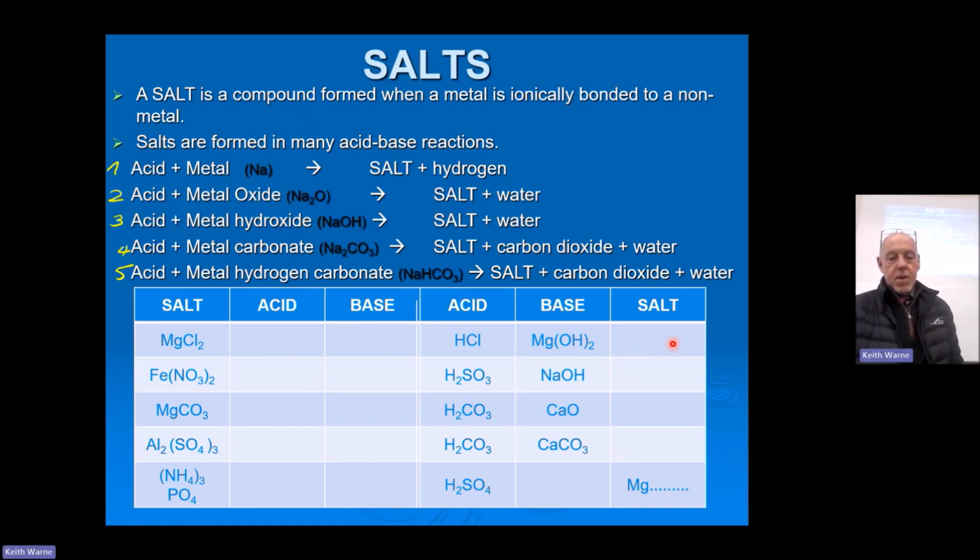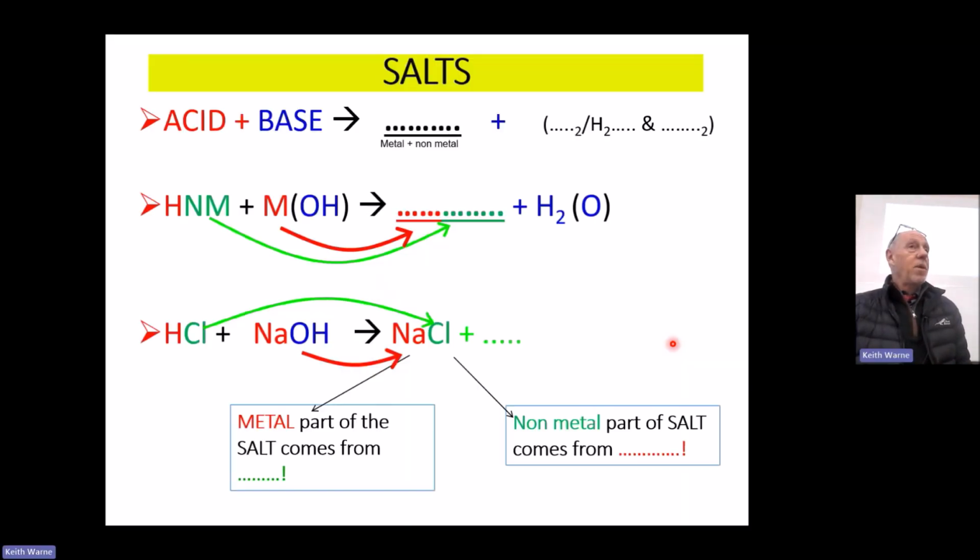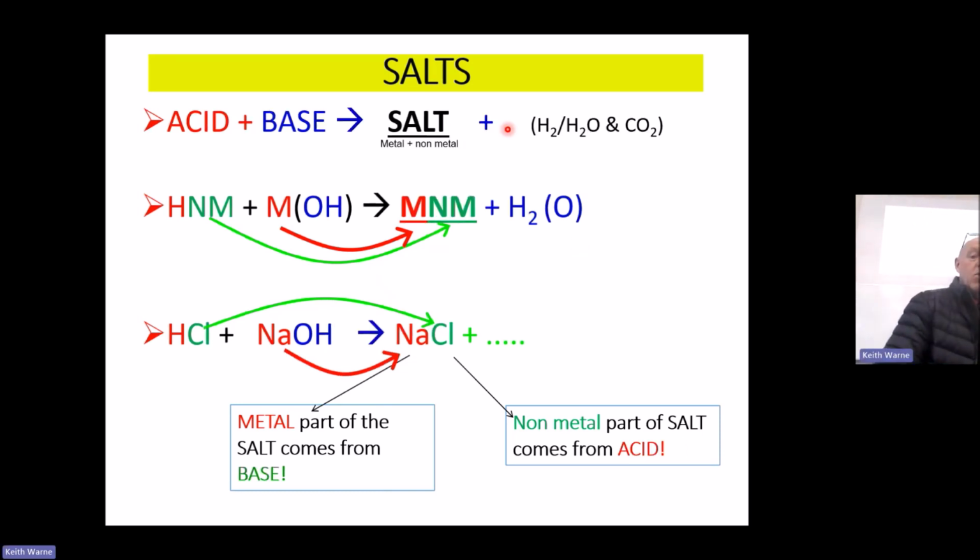Now, remember what I said. I'm just jumping ahead to this slide. The salt that is made has got a metal and a non-metal part. You agree? Now, I'm showing it like this. The acid has normally, or always, got hydrogen in it, and it's hydrogen with a non-metal. The base is a metal with an OH. Now, how do those things combine? The metal of the salt comes from the base. The non-metal of the salt comes from the acid.